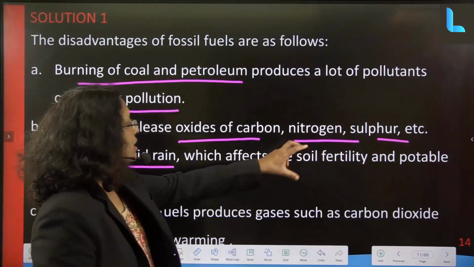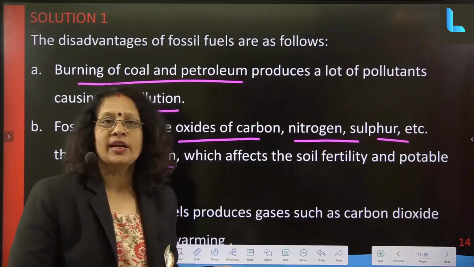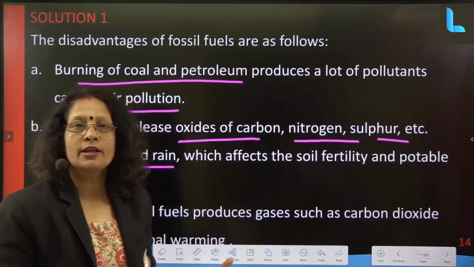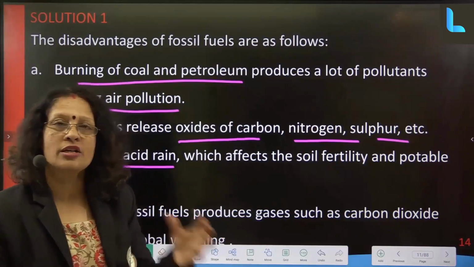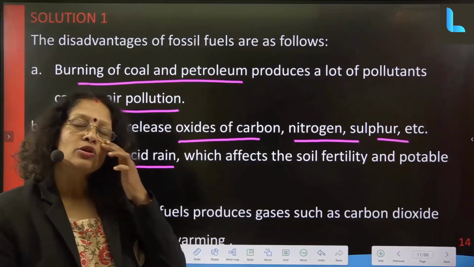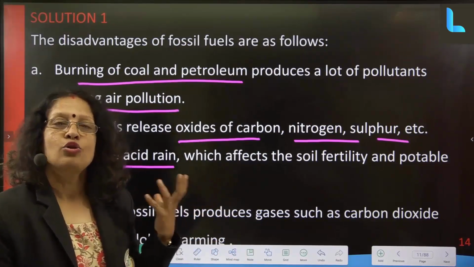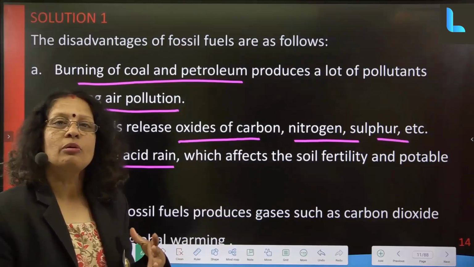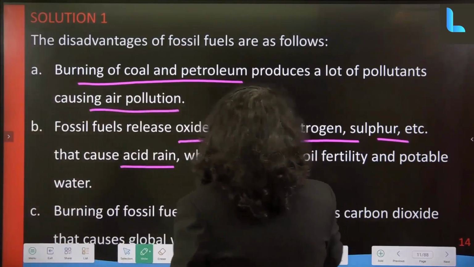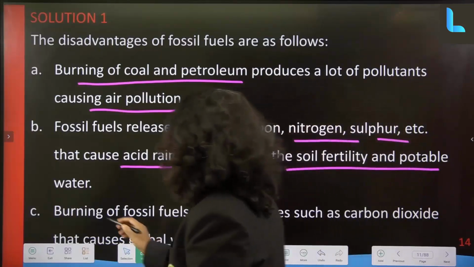When rain falls, if oxide of sulfur mixes with rain, it converts to sulfuric acid. Oxides of nitrogen mix to give nitric acid. So that rain will be highly acidic in nature. The pH of the rain will be highly acidic. When it falls on crops, buildings, human skin, and animals, it will be hazardous and dangerous, which affects soil fertility and potable water, everything.